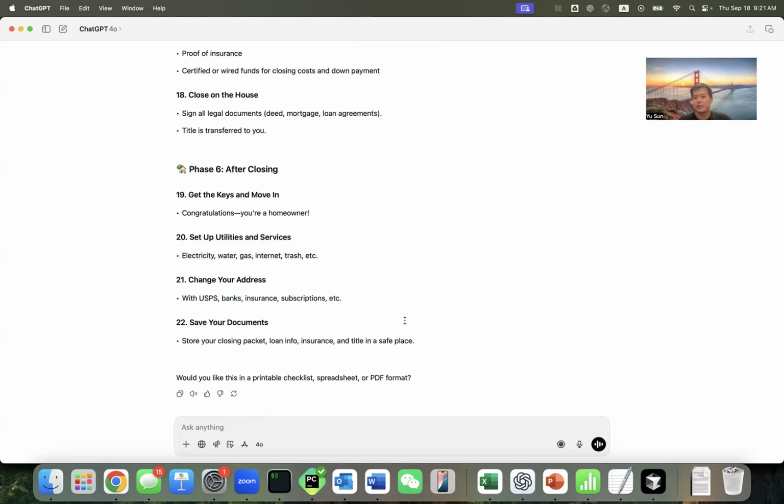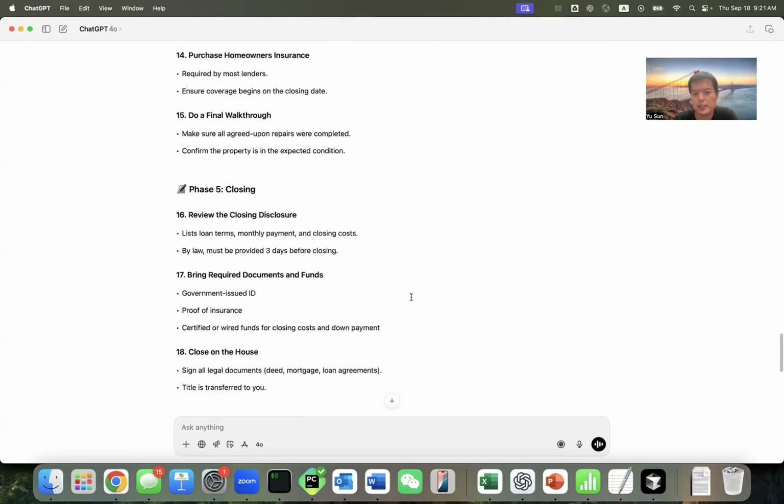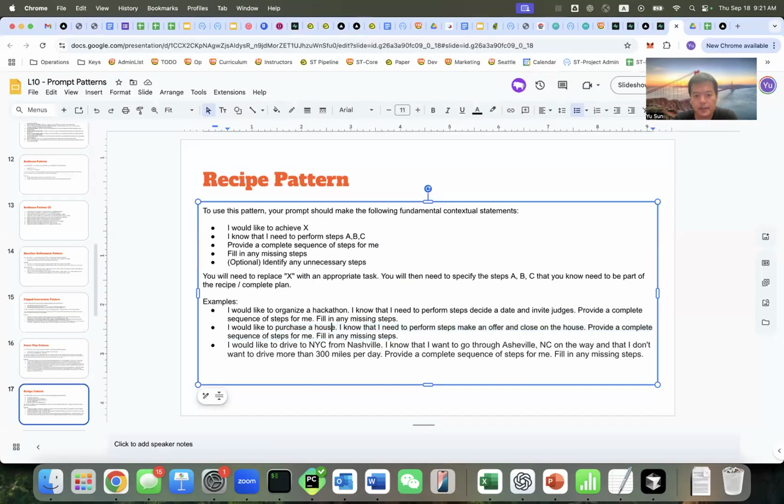Okay, it's a very complete and detailed but concise process. If you've ever done house buying or hunting, you probably will understand. So that's how the recipe pattern works. Other examples, like I would like to drive from New York City to Nashville. From Nashville, I know I need to go through here, and I don't want to drive more than 300 miles per day. Give me a complete sequence of steps. I'm not going to run this one, but you can see you can provide the steps and the conditions you want, and then let the AI give you the rest. So that's the recipe pattern.